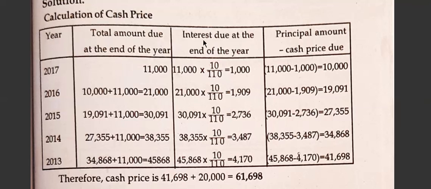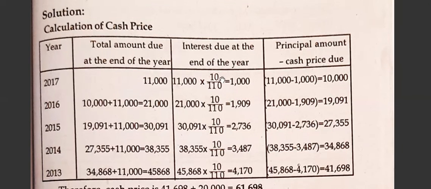Now what is the interest due at the end of the year? You have to check the interest rate in the problem. It is 10%. So 11,000 into 10 divided by 110. Why is it 110? Because 100 is the total amount plus 10% interest. If in the problem, for example, it is given 30%, then 30 divided by 130. If it is 40, then 40 divided by 140. Now here it is 10%, so 10 divided by 110.